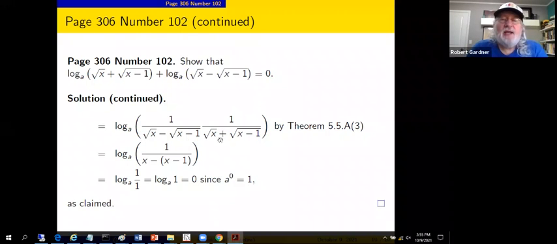And look at this, the denominators, you get that first one squared minus second one squared thing again. The square roots all disappear ultimately. And we get x minus 1 again. But x minus 1 is just 1. We got log base A of 1 over 1. We got log base A of 1.